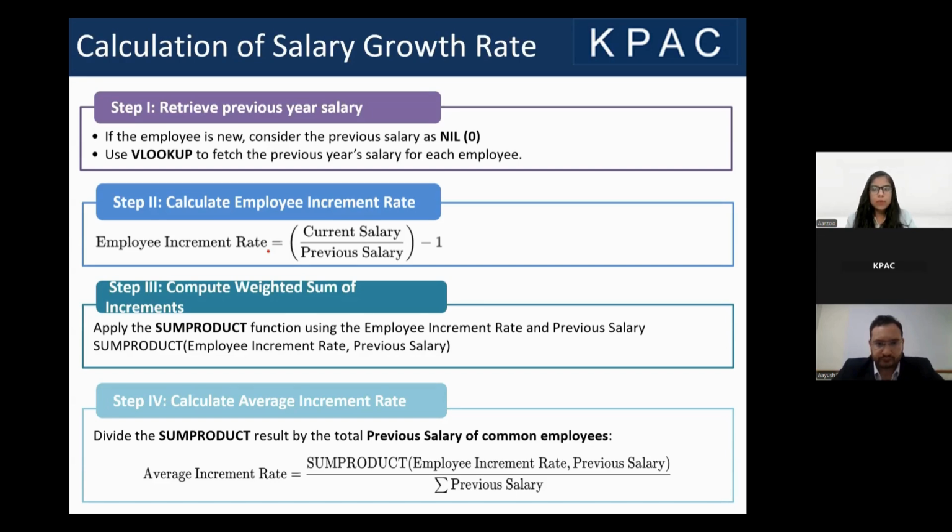This is the final value that represents the overall salary growth rate of the company, which is really helpful for the HR and the finance team while making the compensation structure and the benchmarking. Moving on to the next slide.